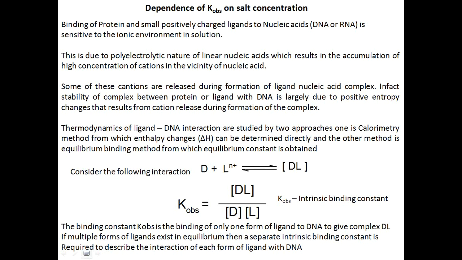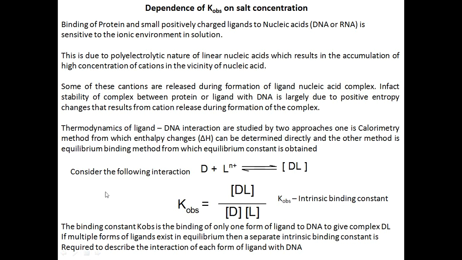So thermodynamic studies of ligand binding to DNA, the DNA-ligand interactions, are studied by two approaches. One is the calorimetric method, where the heat change is measured and you calculate the enthalpy changes. The other method is determining the equilibrium binding, where you find the equilibrium constant based upon either spectroscopic or some other method.